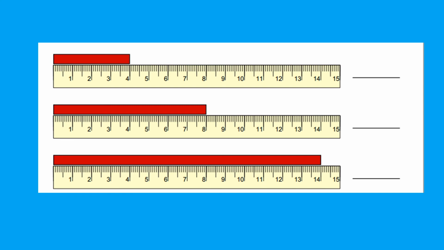Okay, let us measure these lines. The first line. If we notice, again, our line is lined up to the edge or to your number 0. We look straight across to the end and we see where it stops. For the first one, it stops at the number 4. So, how much is that? Very good. That is 4 centimeters.